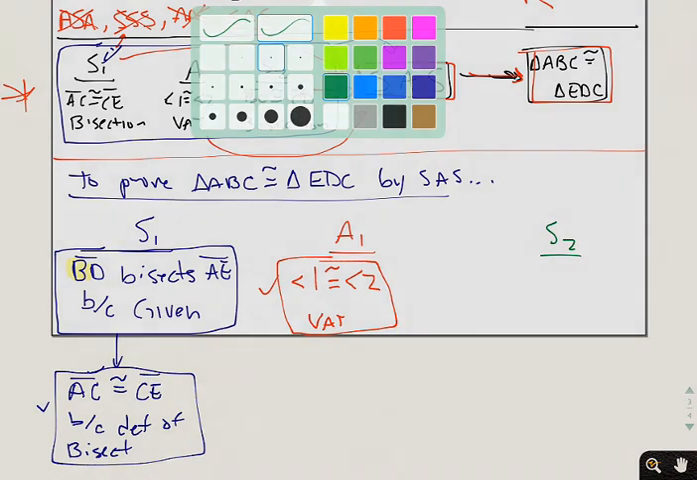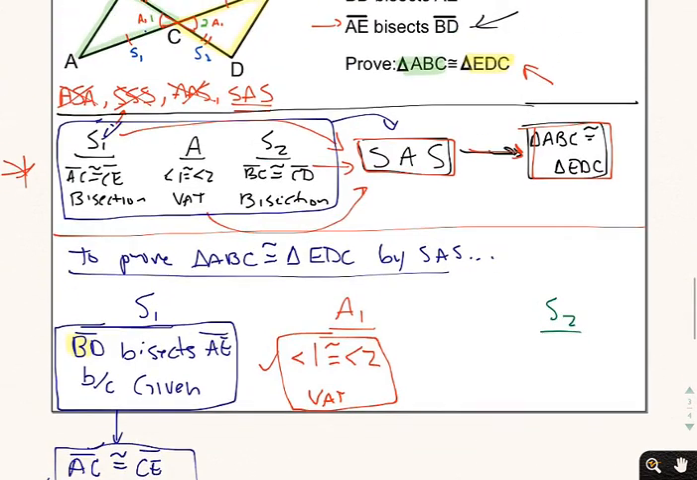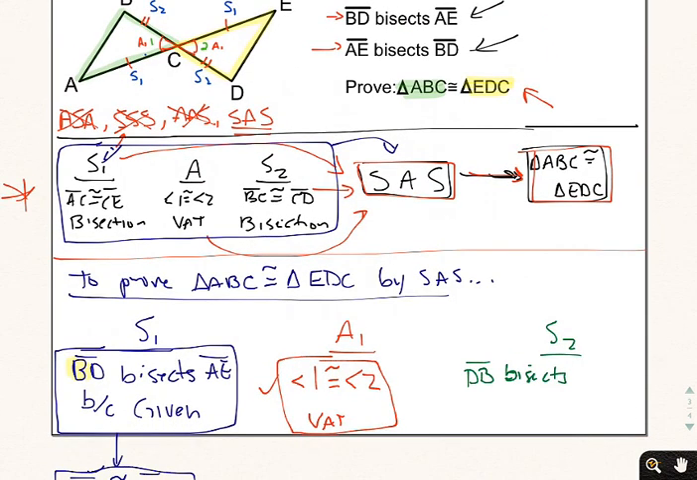Lastly, let's talk about side 2. This looks like it's going to be a carbon copy of the first one. First, we have to identify that there's a bisection happening. DB bisects... Oh, excuse me, I have it backwards. I apologize.